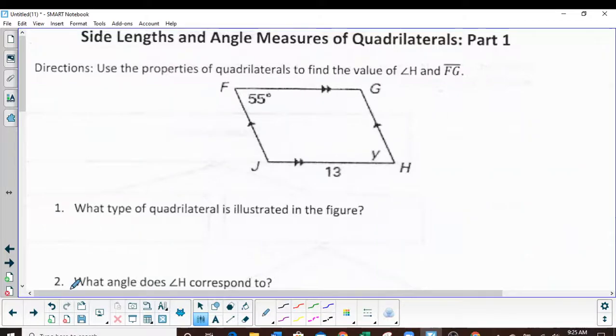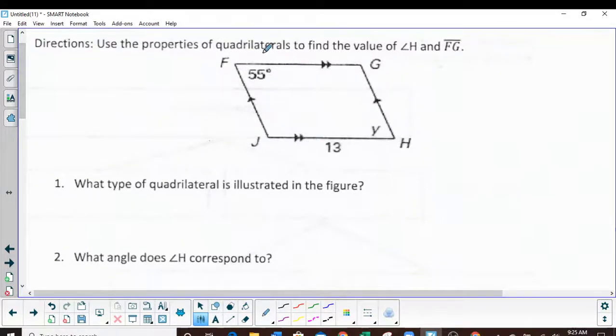Alright, it says side lengths and angle measures of quadrilaterals, part 1. Use the properties of quadrilaterals to find the value of angle H and line segment FG. Kind of going back into those similar figures that we did last week. So let's look at what we have going on. Looks like a parallelogram here. These two arrows match these two arrows, means these two lines are parallel. It means they run forever without intersecting.